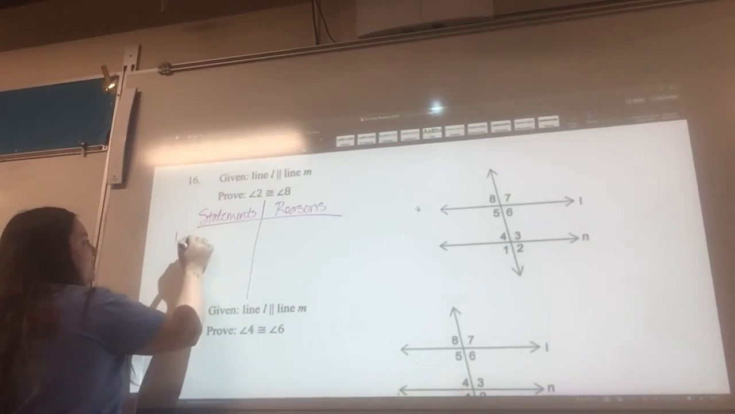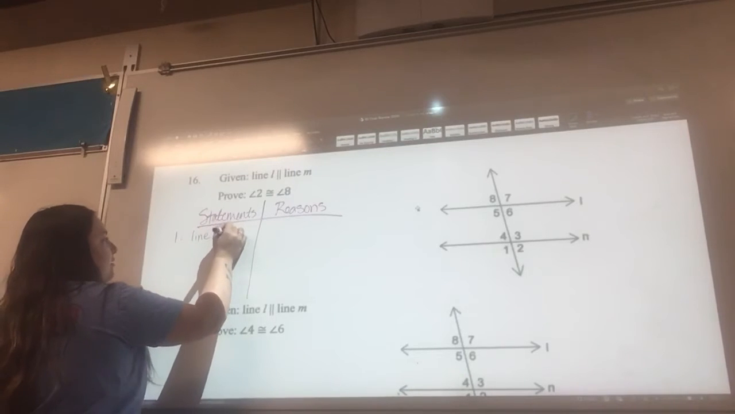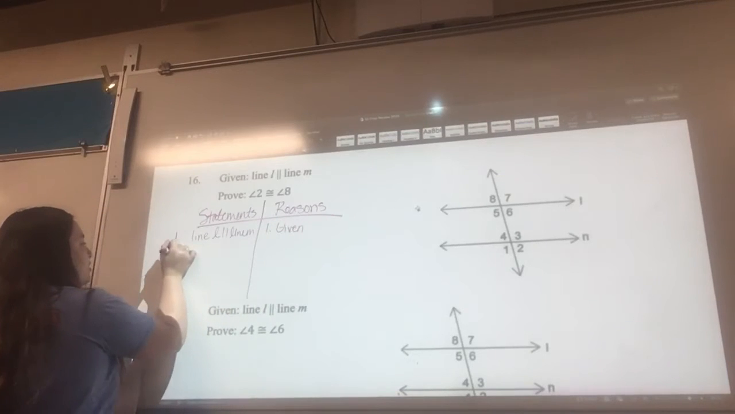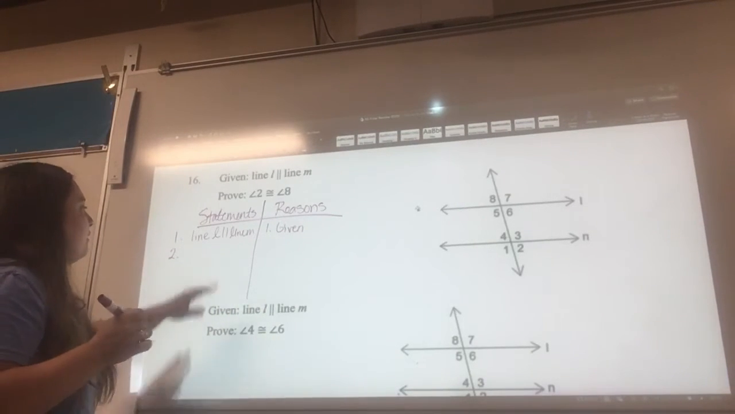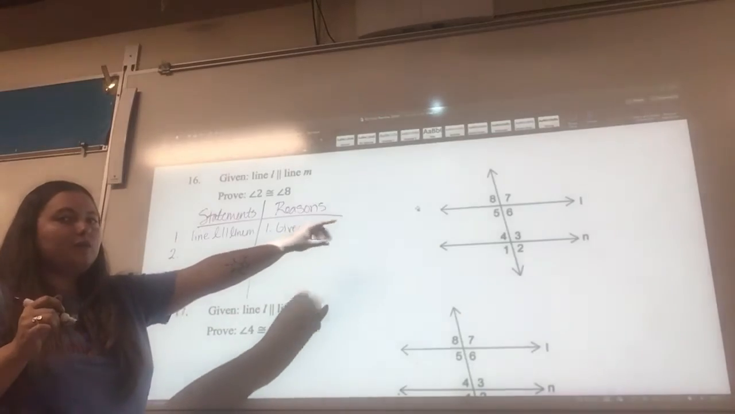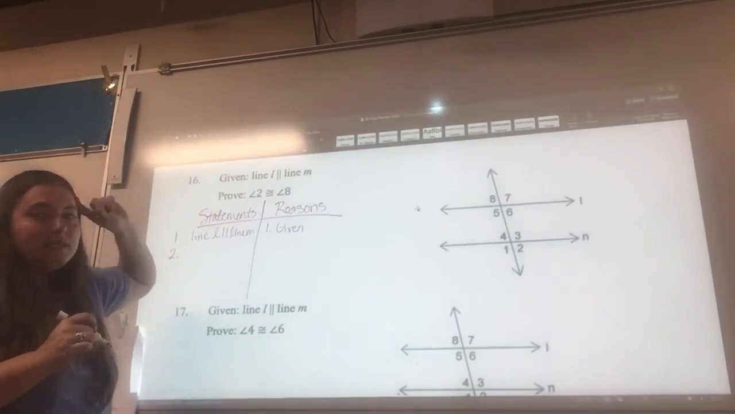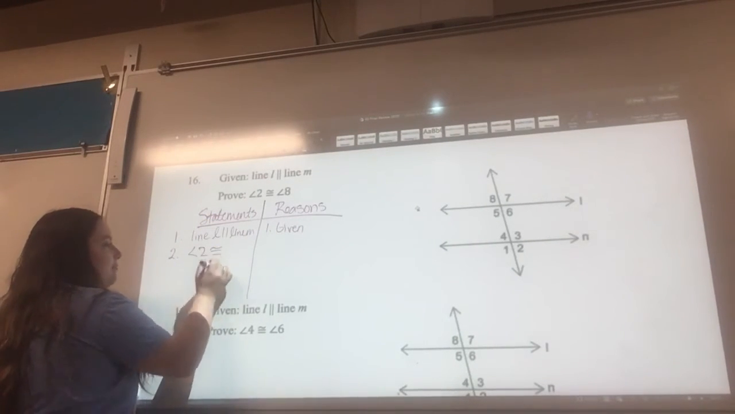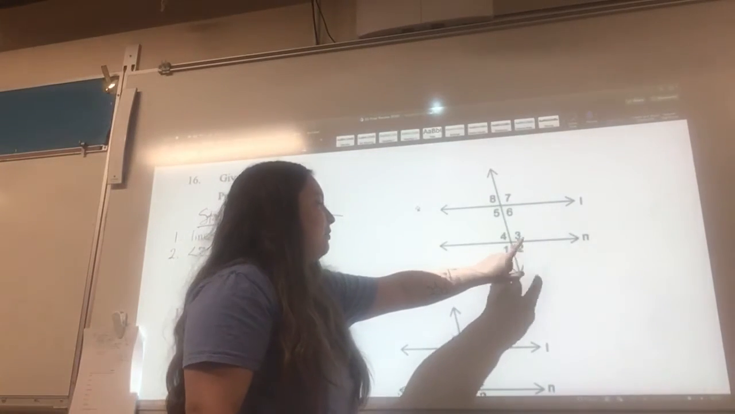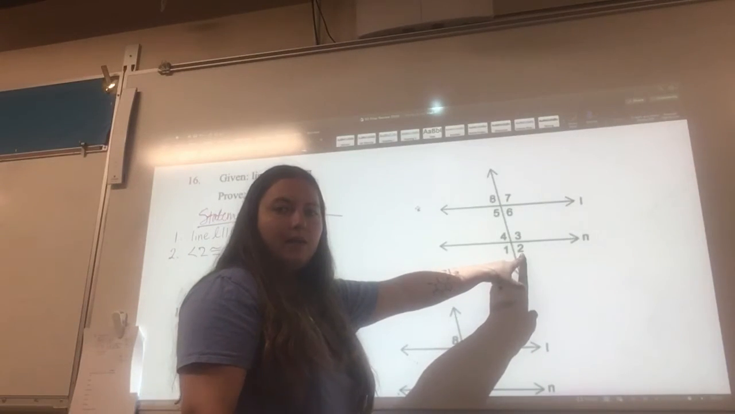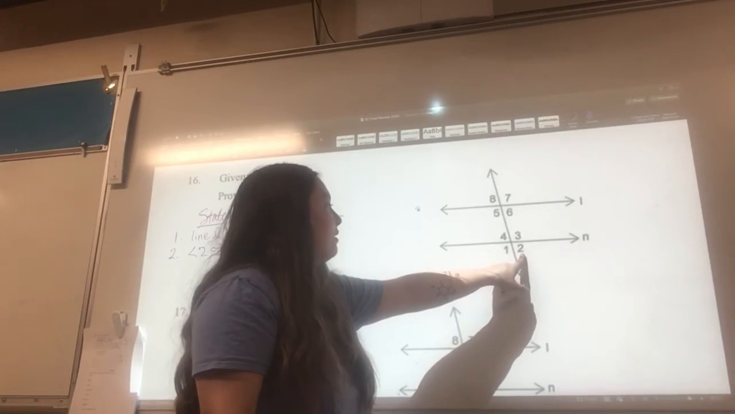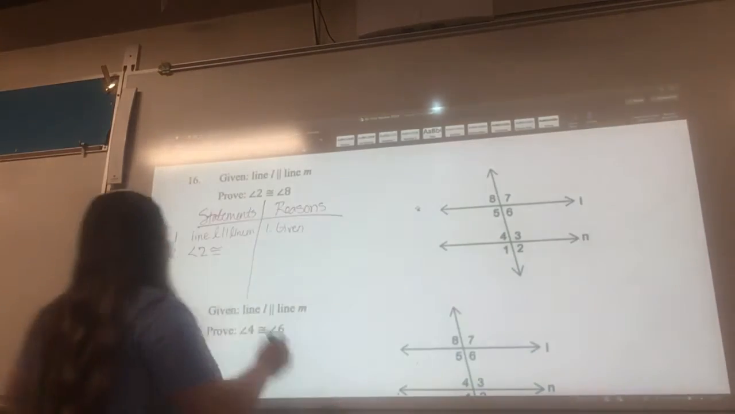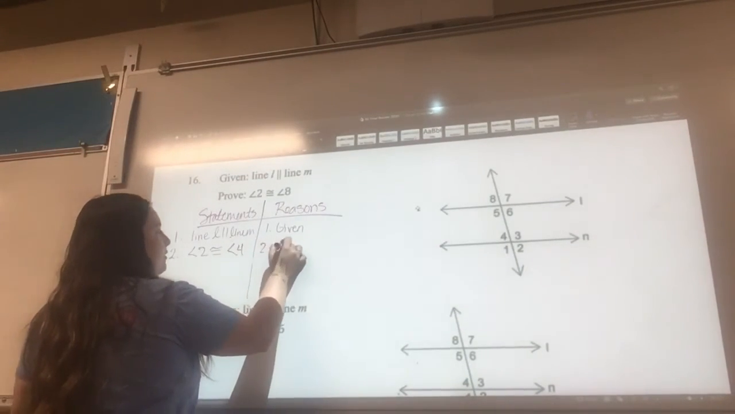Number 1 is always what's been given to us, so line L is parallel to line M because it was given. 2, well, this helps us say that these are parallel so I can work with certain theorems. I'm always, when I'm doing this, going to start with the first number. So I'm going to start with angle 2. And I know it needs to be congruent to something. So I'm going to look at angle 2, and I need to decide vertical angle or corresponding, because we said those were the same. I'm going to do vertical. So I'm going to say that angle 2 is congruent to angle 4 because of the vertical angle theorem.